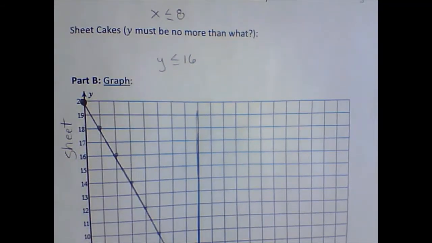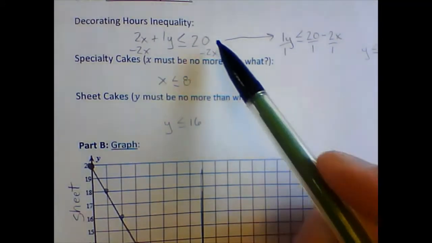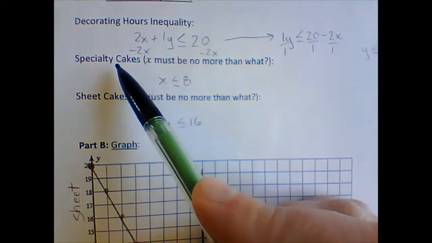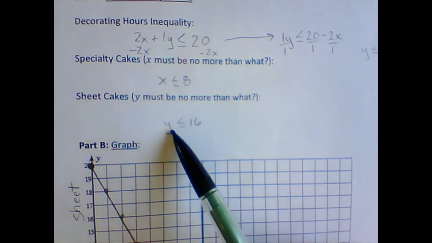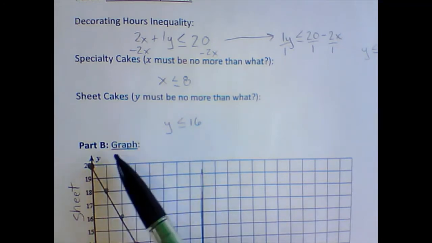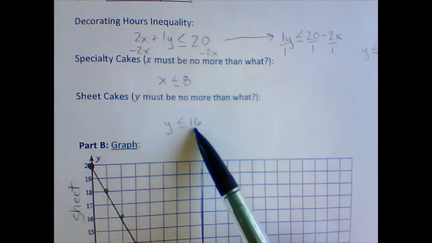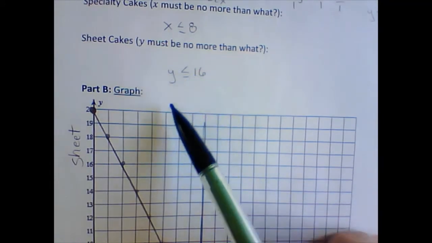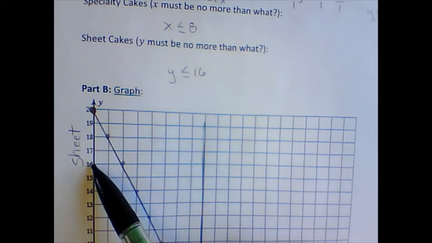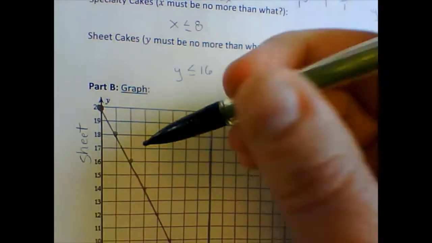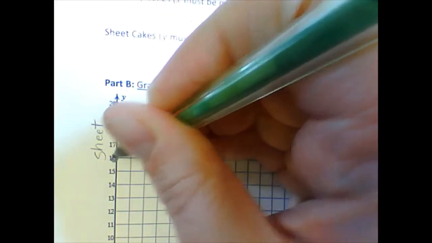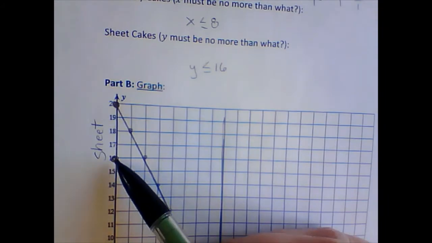Last but not least, we've got our decorating hours, the specialty cakes. Here we go, the sheet cakes. Only a y, no x. We don't have to start with x at all. Y cannot go past 16, so it can't be up in the 17s and the 18s. Y has to be 16 or less for the week. So because y is the variable we've got, we're going to start on y with our 16.